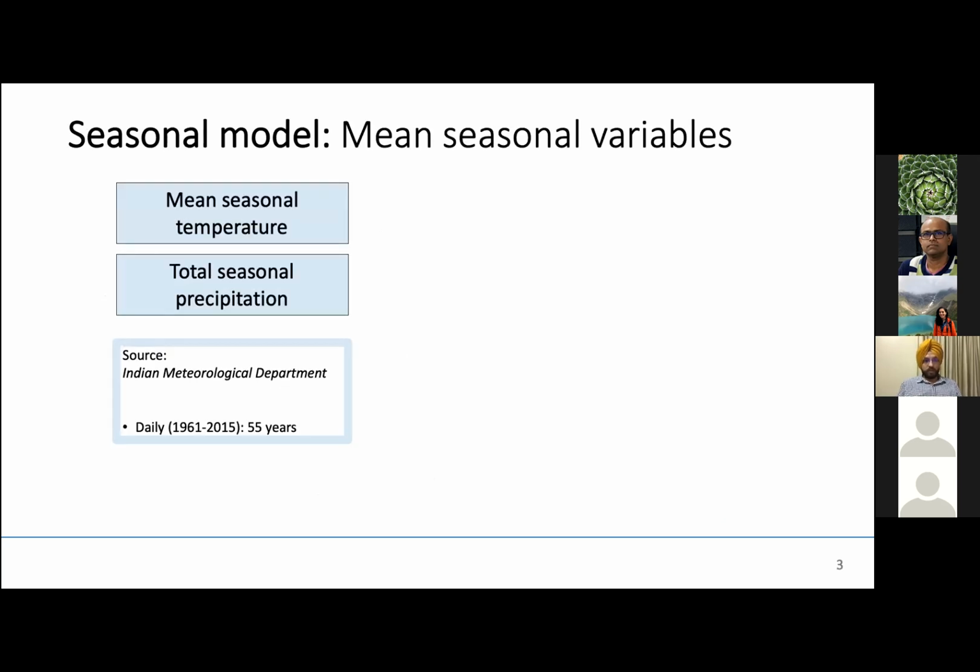To begin with, we'll talk about the seasonal model. We have primarily two variables in this, which is the average seasonal temperature and the total rainfall over the season. These variables we constructed from daily climate data, which is available from the Indian Meteorological Department at district scale for all years from 1961 to 2015.